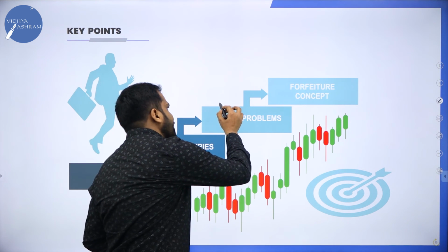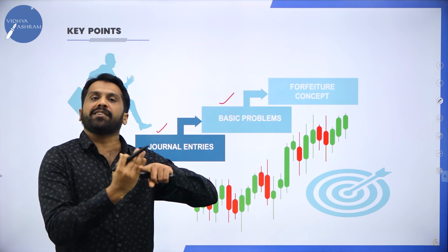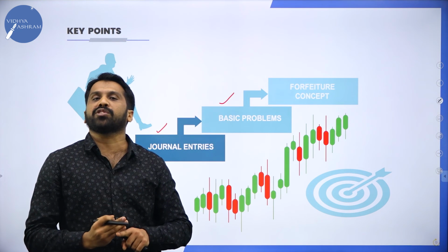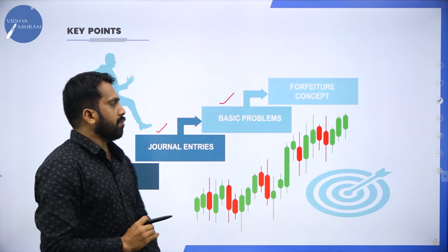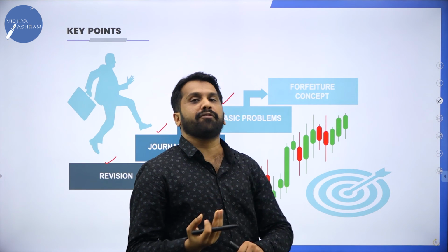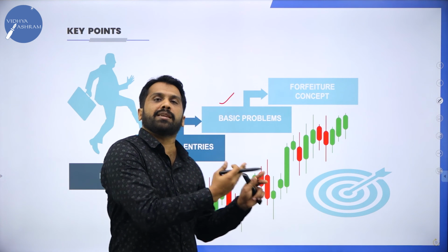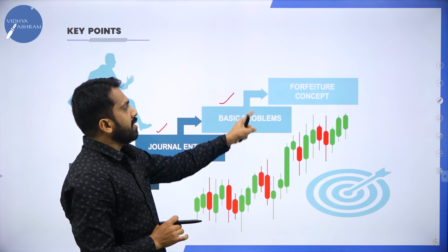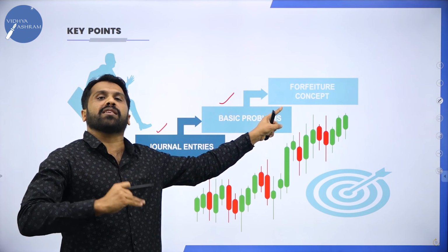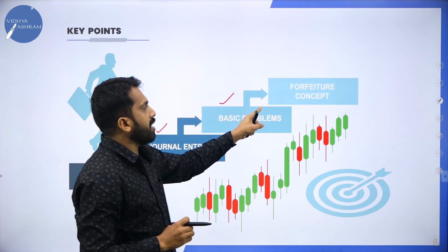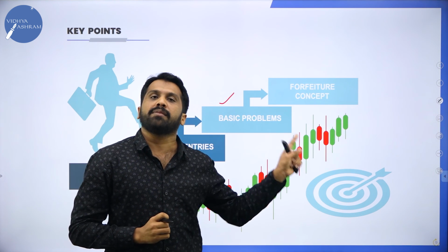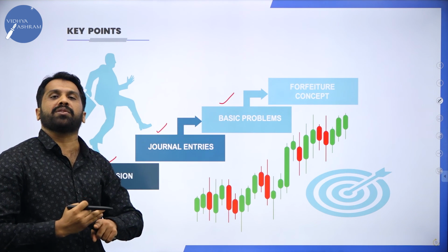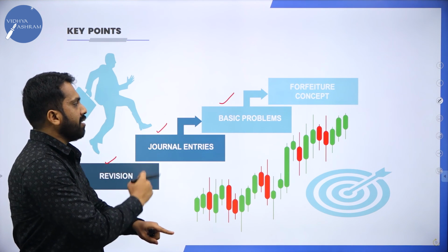Then basic problems. So in the first 2 sessions we'll go with basic problems, then we'll go for your question paper or examination problems. The last part is forfeiture concept. As I told you in the previous slide, the forfeiture concept we have not covered because this is a major thing. After doing 1 or 2 problems, automatically you will understand what is forfeiture. So we will also discuss about forfeiture concept. So these are the plans we are going to complete in your next session.